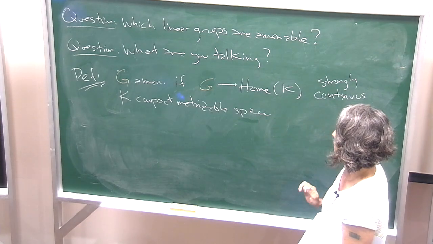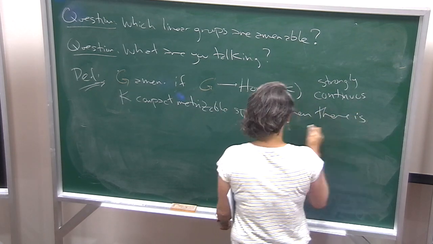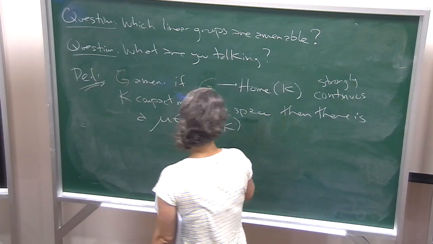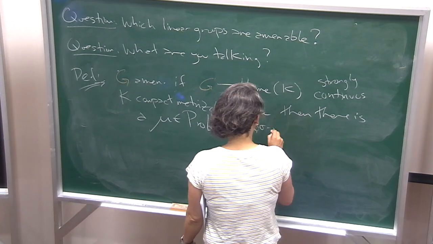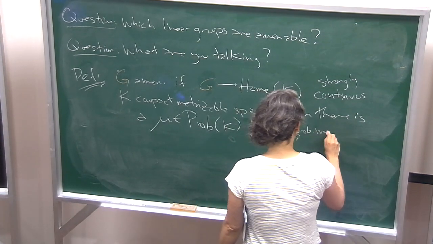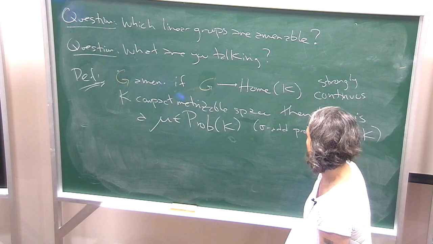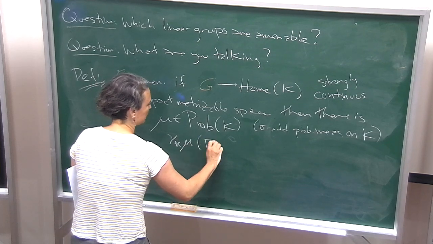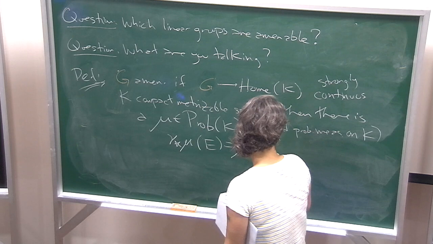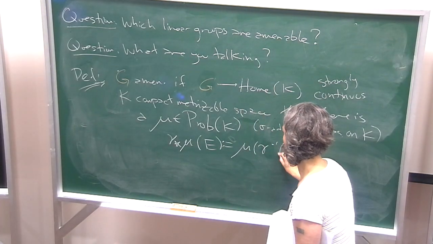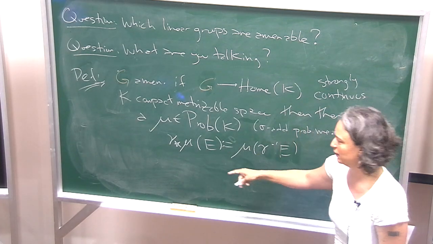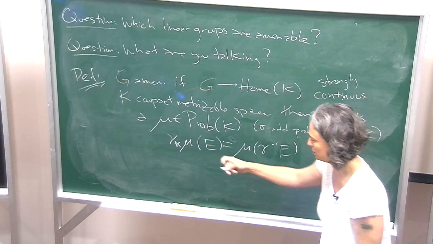then there is a mu in the probability measures on K. These are honest to goodness, sigma additive probability measures on K, that is gamma invariant. So gamma star mu of some set E is mu of E, defined to be mu of gamma inverse applied to E. That's just the definition of the push forward measure of mu under gamma.